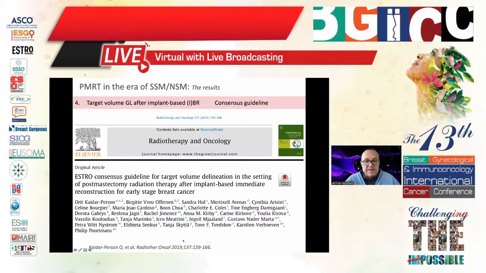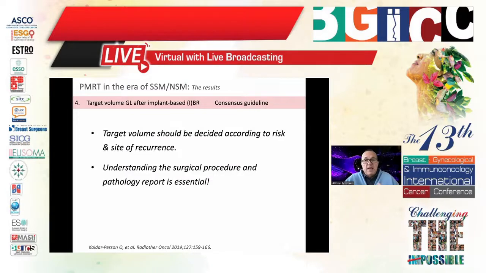Target Volume Guidelines was the first publication, 2019, with a very broad international collaboration, as you can see, from all continents. And this shows us how we should contour in the case of immediate breast reconstruction using an implant. It should be decided not only on the type of surgery, but also on the risk and the expected site of recurrence. And for this, of course, we have to understand the pathology report and the surgical procedure.